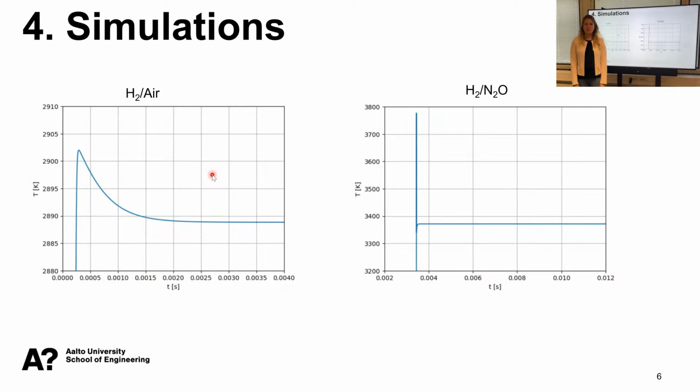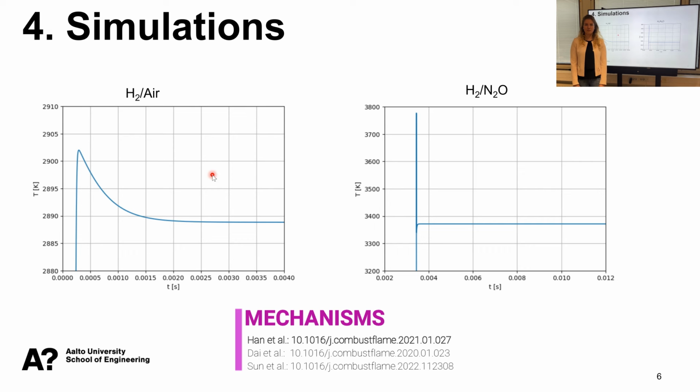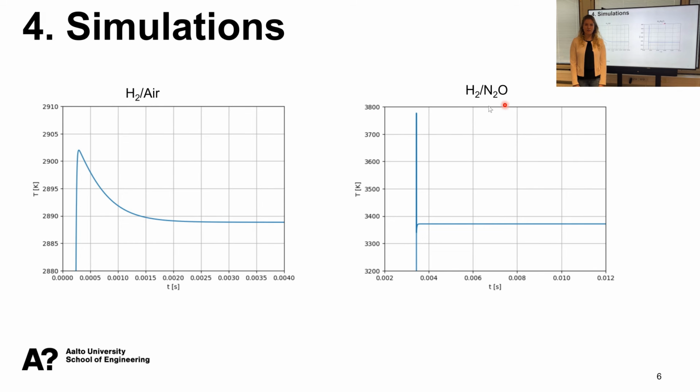Next, we see 0D simulations in a homogeneous batch reactor. It is to be mentioned that all the simulations have been done with 3 different mechanisms to show the difference between the mechanisms. All results are similar. Here we only show one mechanism. On the left, we can see the results from hydrogen air, and on the right, the hydrogen N2O mixtures. We can see that there is a big difference between the two oxidizers.